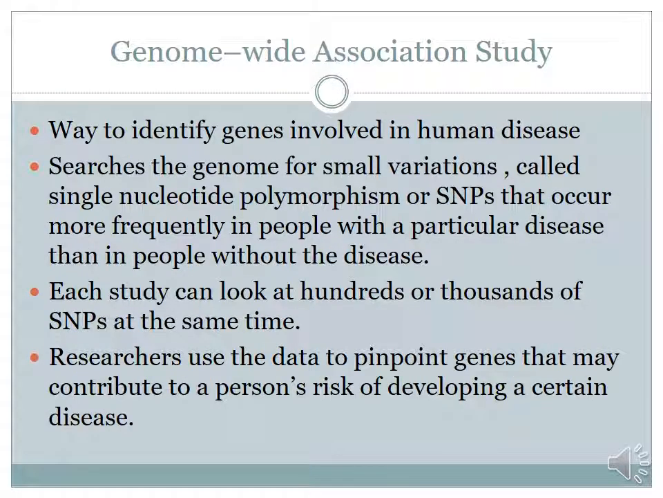A genome-wide association study, a GWAS, is a way to identify genes involved in human disease. What it does is it searches the genome for small variations called single nucleotide polymorphisms, or SNPs, that occur more frequently in people with a particular disease than in people without the disease. Each study can look at hundreds or thousands of SNPs at the same time. Researchers use the data to pinpoint genes that may contribute to a person's risk of developing a specific disease.